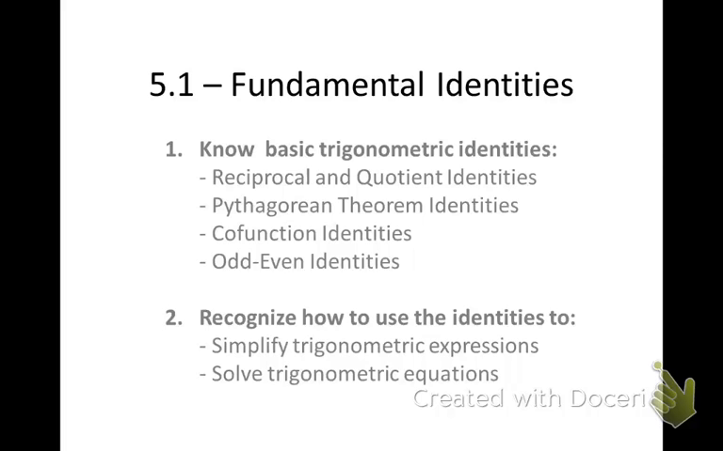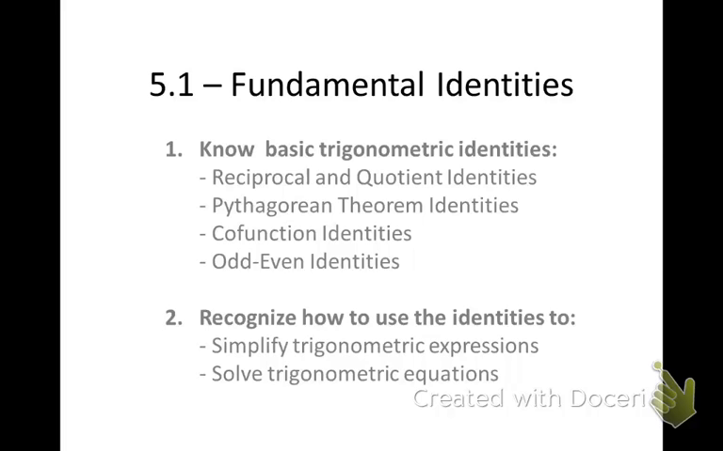Okay, so we're starting chapter 5, which is looking at trigonometric identities. So basically what we want to look at today is you need to know what the basic trigonometric identities are after today. The reciprocal and quotient identities you already know. So those are going to be the first two slides and you'll recognize them right away.